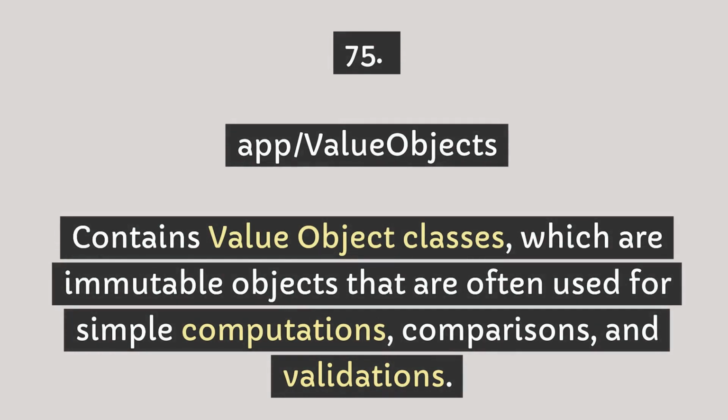75. App/ValueObjects: contains value object classes, which are immutable objects that are often used for simple computations, comparisons, and validations.